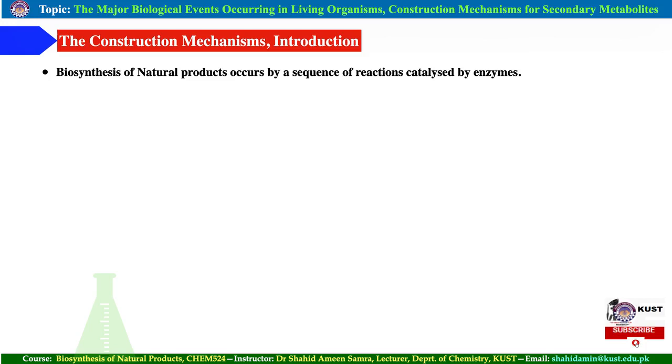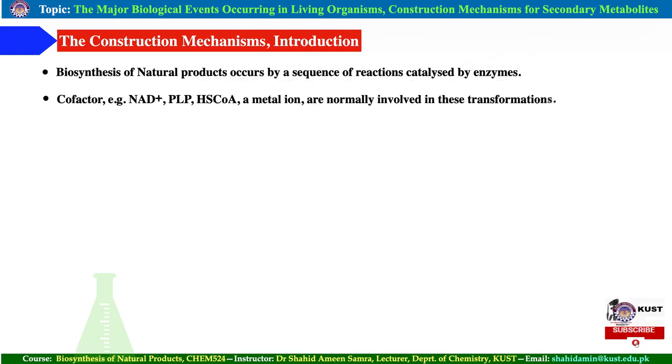Natural products are biosynthesized, and this biosynthesis occurs by a sequence of reactions that are catalyzed by enzymes, and we know that enzymes are very efficient in their functioning. When enzymes function during these biochemical reactions, they also need some cofactors like NAD+, PLP, coenzyme A (SH), and some metal ions. These are the coenzymes and cofactors involved in the working of enzymes while carrying out the biochemical transformations during the synthesis of secondary metabolites.